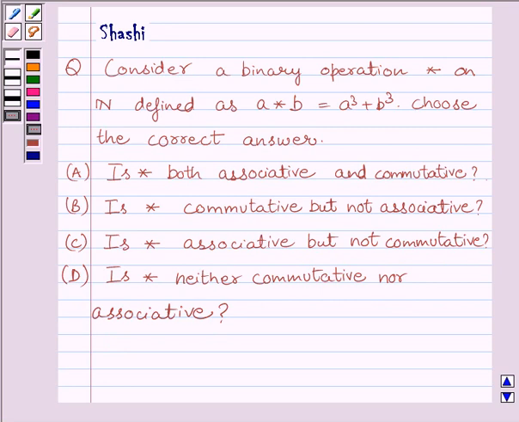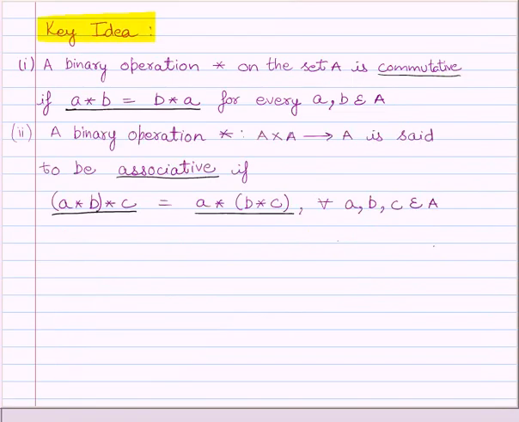First of all, let us understand the key idea to solve the given question. A binary operation star on set A is commutative if a star b is equal to b star a for every a, b belonging to A. A binary operation star from A cross A to A is said to be associative if (a star b) star c is equal to a star (b star c) for all a, b, c belonging to A.